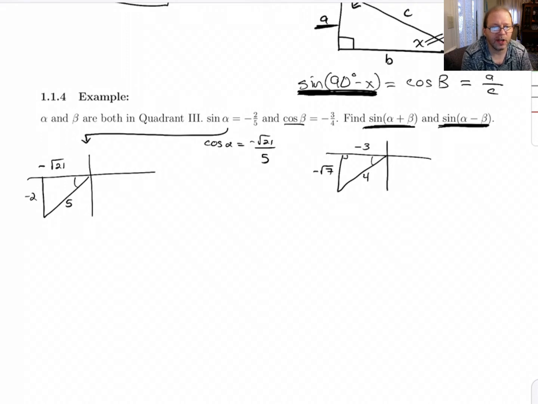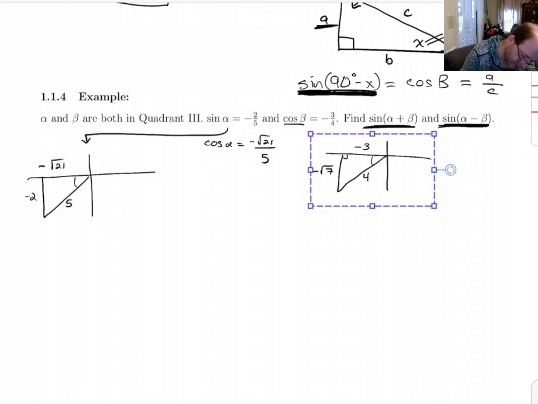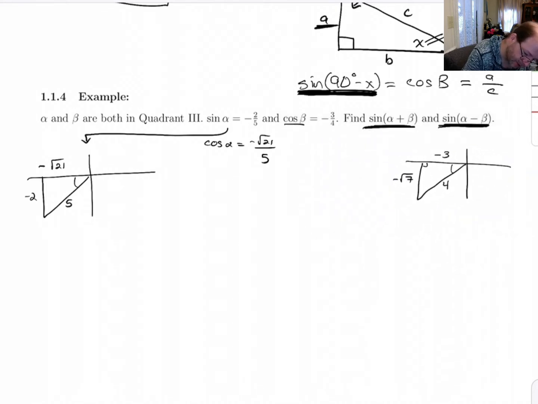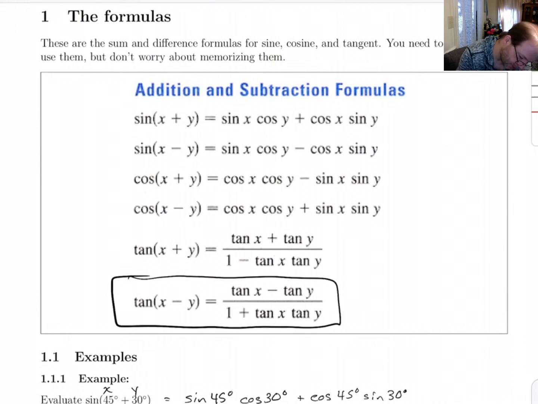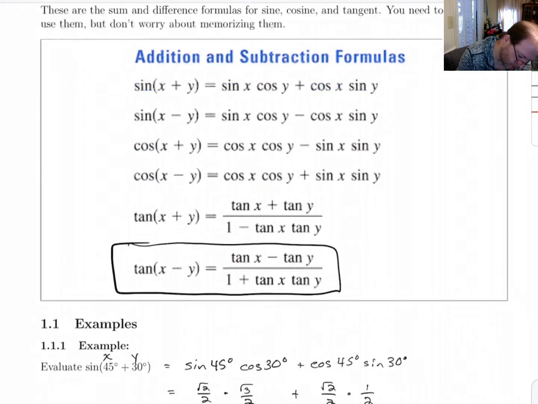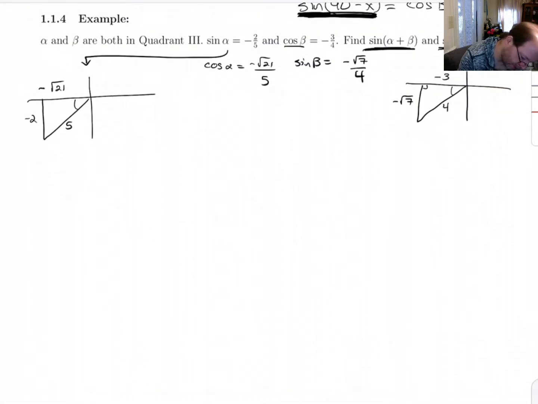So let's see, cosine beta is negative 3/4. Sine beta, I'm going to move this so I can put the sine underneath. Sine beta then is negative root 7 over 4. So that right there is really half the work of doing this problem. The other half is plugging into these formulas for sine of a sum and sine of a difference. So let's come up here and copy these formulas that we need. I'm going to paste those here.